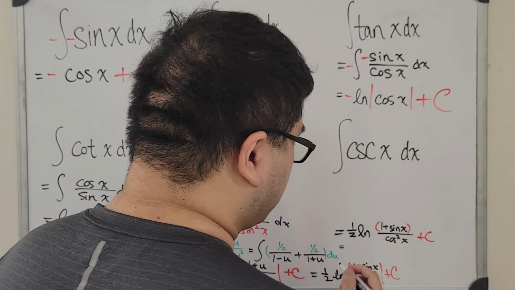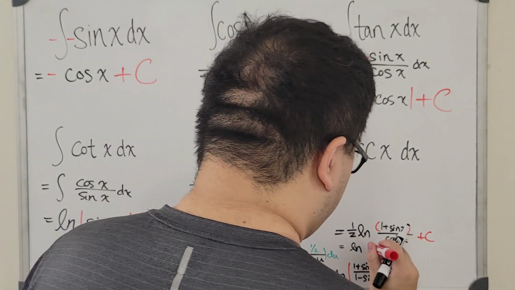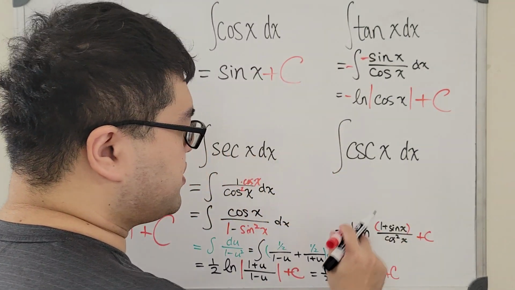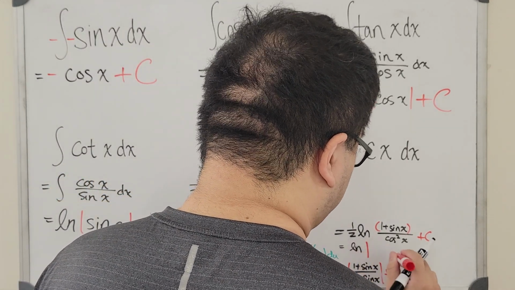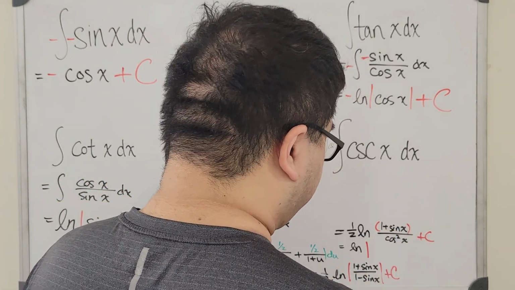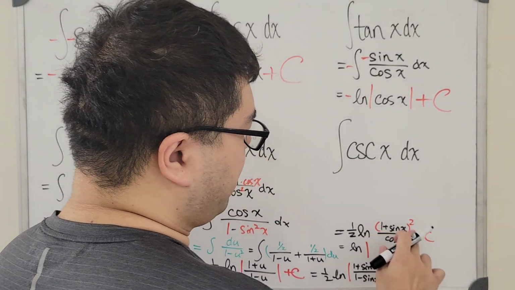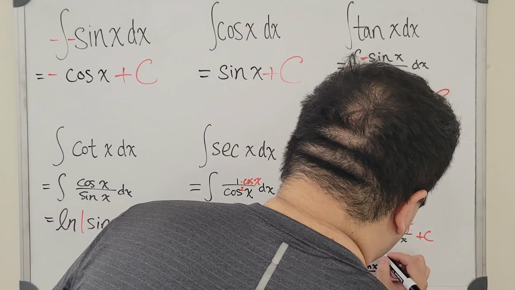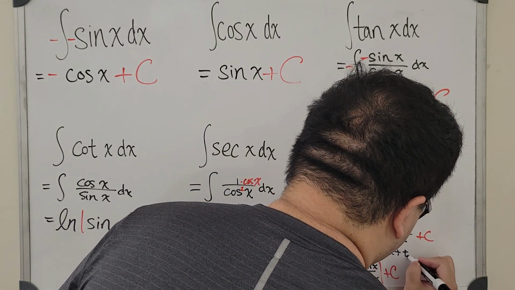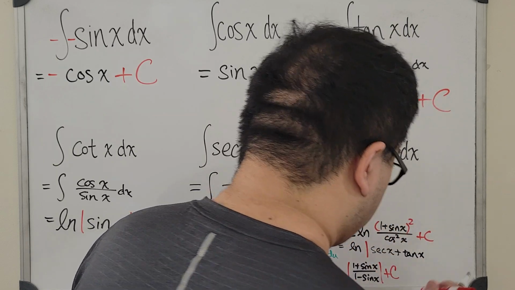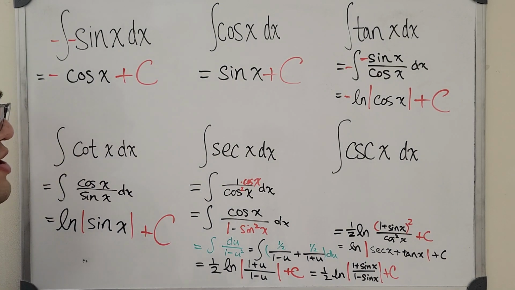to give us the final result, which is ln of, now if we bring the coefficient 1/2 in, we're going to take the square root, and we are going to have the positive square root, so that we will have 1 plus sine of x all over cosine of x, which is the same as secant of x plus tangent of x, plus c. All right, that's it.